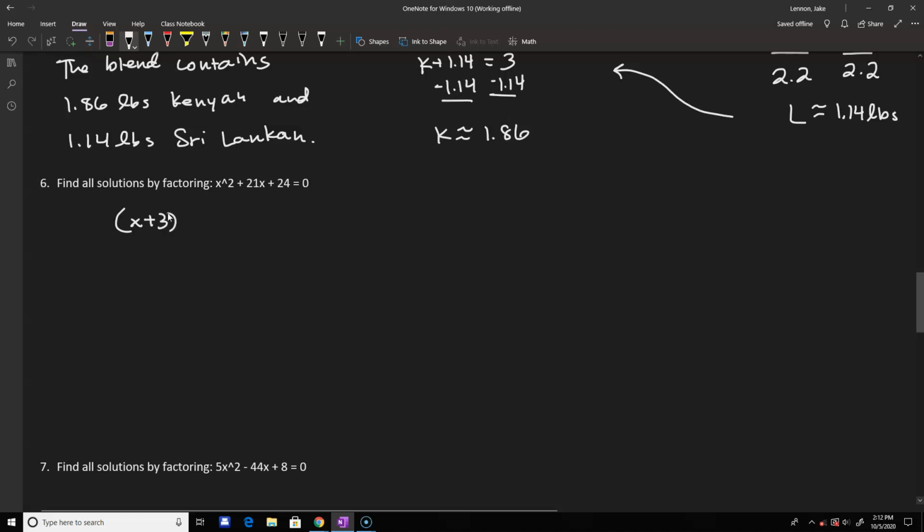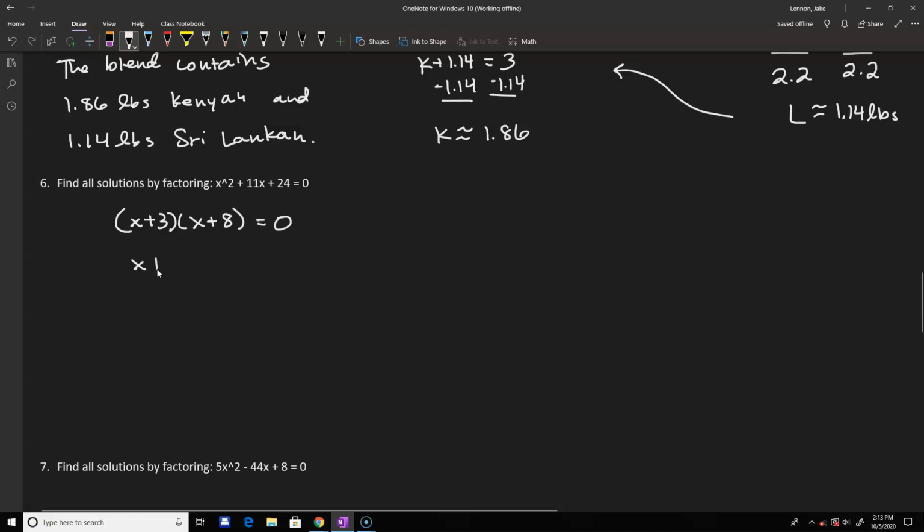So x plus 3 times, oh, I think that's a typo. I think I meant to write 11 there. That's my mistake. Let me see if I can fix that. Yes, I've fixed that now. If we had it as 21x, I don't believe it would have factored. So x plus 3 and x plus 8 is what I wanted here.